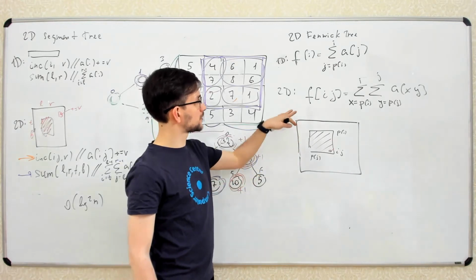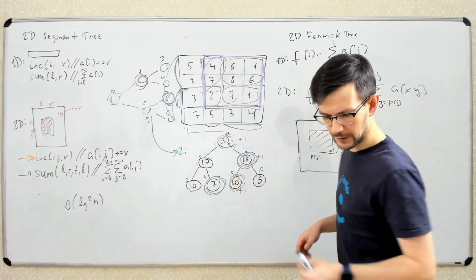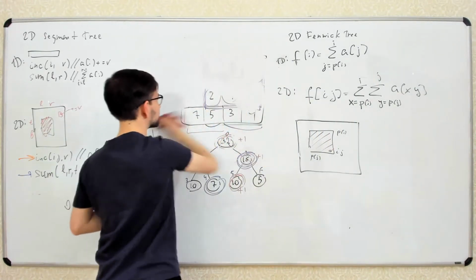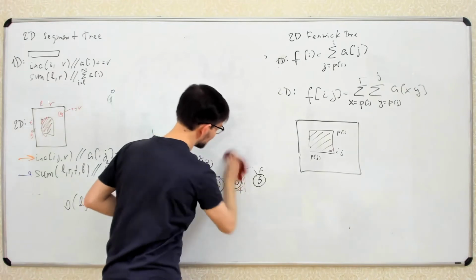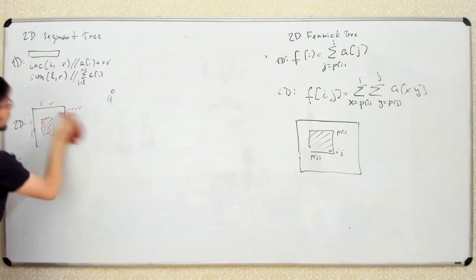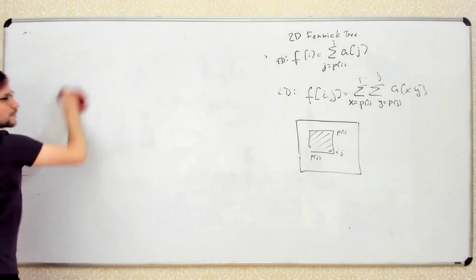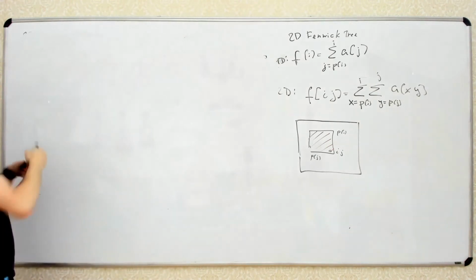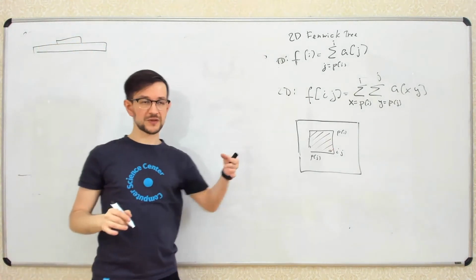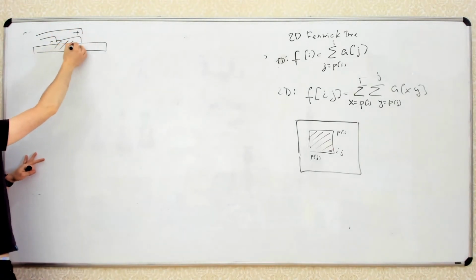And now, how do you implement this operation? What operations do we need in the Fenwick tree? In a regular Fenwick tree, we find the sum on the segment using two sums on the prefixes. So we have this prefix minus this prefix, which equals the sum on this segment.